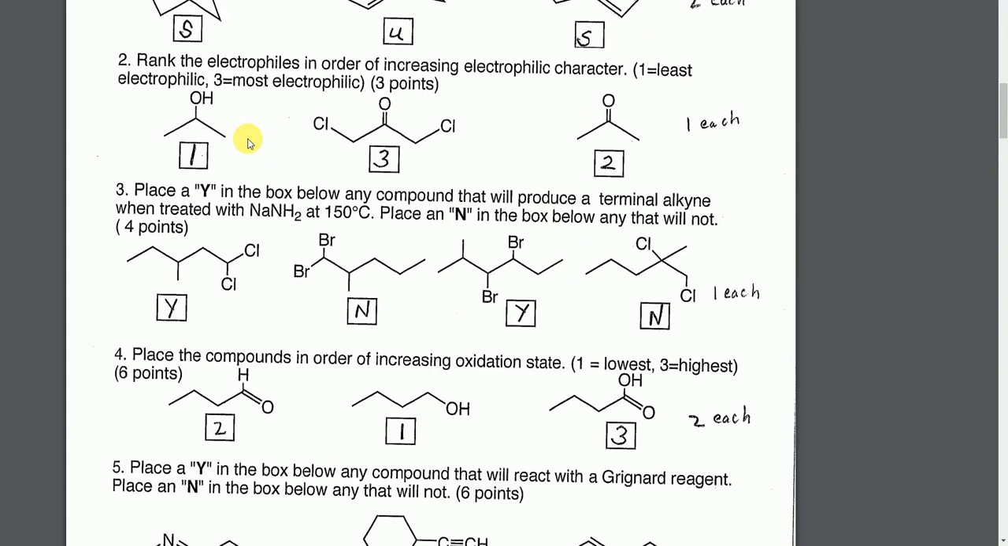Rank the electrophiles in order of increasing electrophilic character. 1 equals least electrophilic, 3 equals most electrophilic. So this should have been easy, right? And this is the real problem with memorizing the reactions, right? Because when you memorize reactions, yes, you can maybe kill the reactions part, but when it comes to other sections of the exam, you may not as easily be able to figure it out, right? Because you're not used to having to understand how the reactions work. And if you understand how the reactions work, you understand the concepts. That's where the concepts are derived from.